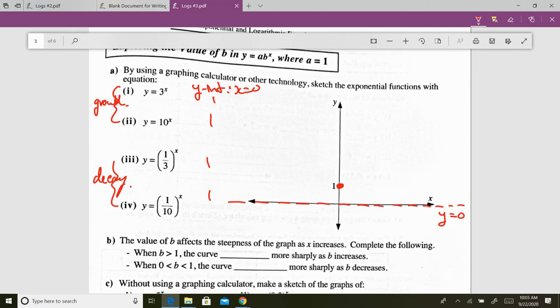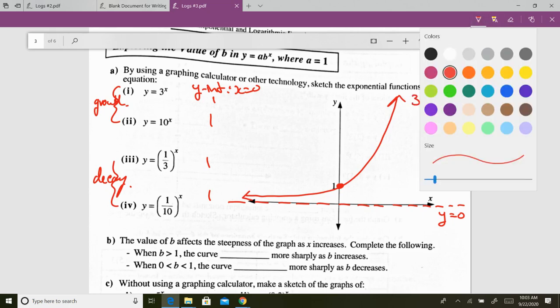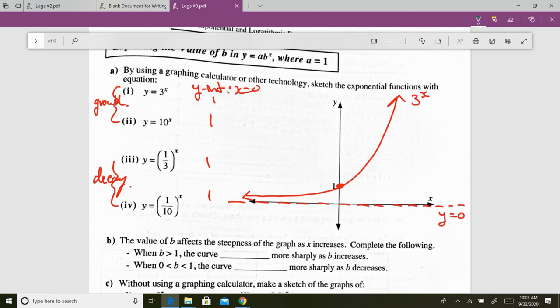And if I'm going to sketch 3 to the x and 10 to the x, 3 to the x, I'll just go like this. It's growth. So it goes like that. There's 3 to the power of x. 10 to the power of x rises faster. So the small numbers kind of stay the same. Goes through the same point, but then it takes off and rises faster like that.